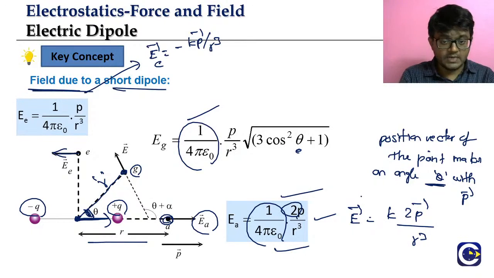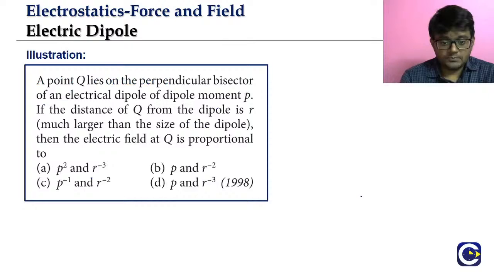Here, what is theta? The angle between the position vector of the point we have taken, from the center of the dipole, and p bar is theta. Okay? From that, we get whatever electric field value there is at that general point. Okay, so this is our requirement for the field due to that short dipole.